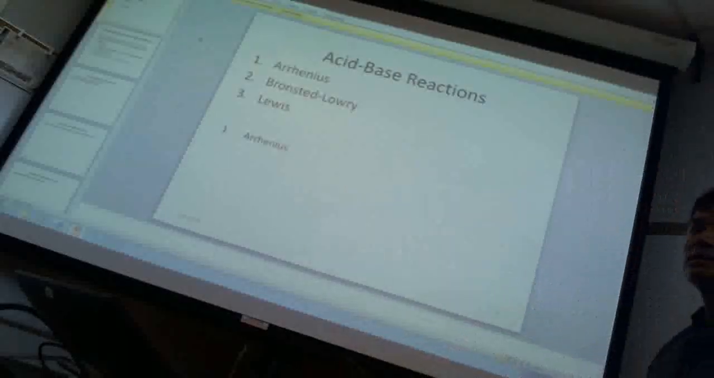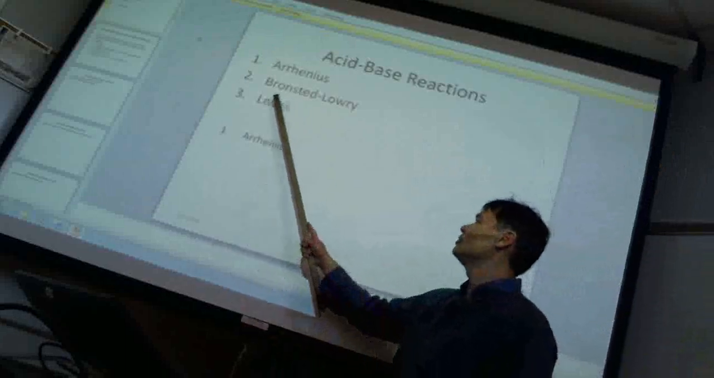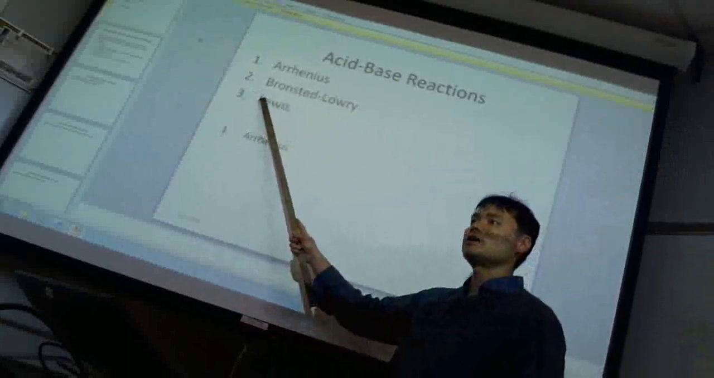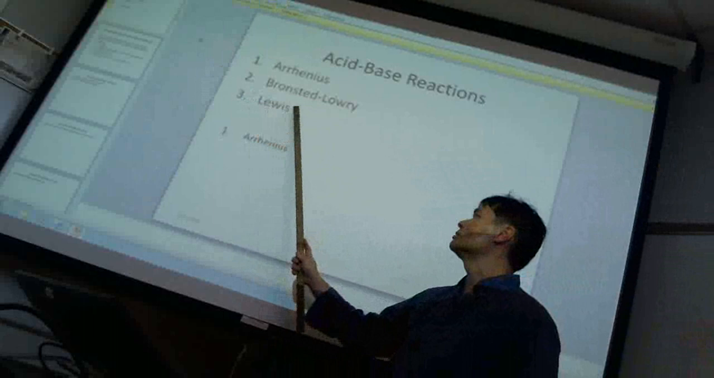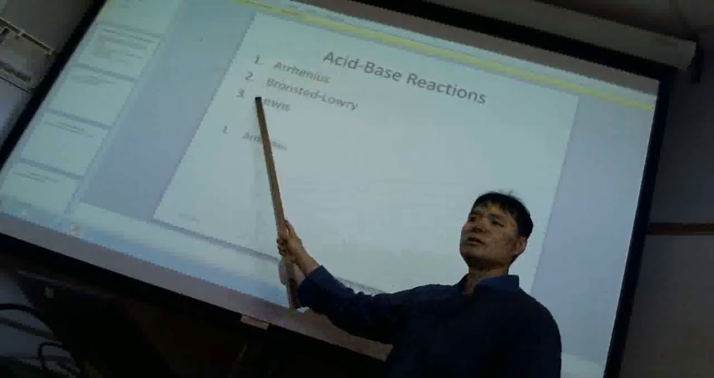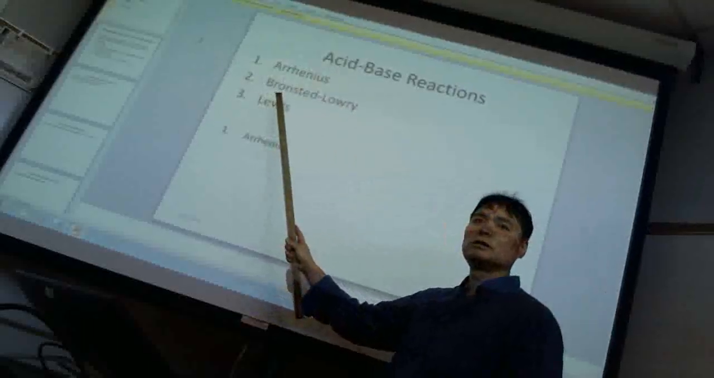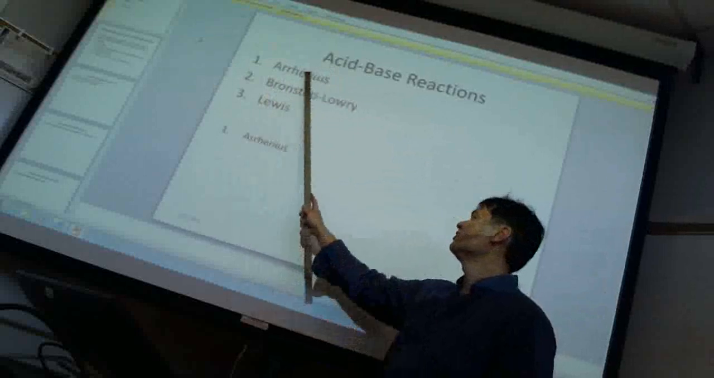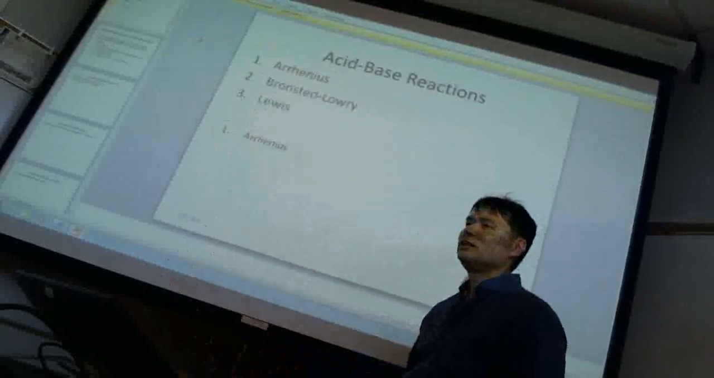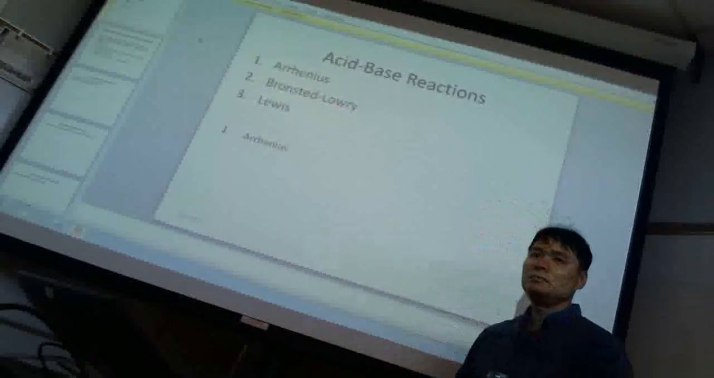And so what that means is we only need one definition. We need the most general definition that encompasses all acids and bases. So we should just stick with Lewis, get rid of number 1 and get rid of number 2, right? But we don't. We'll get rid of number 1. We don't need number 1. But we're going to keep number 2. Why?